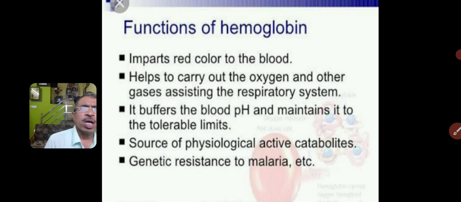Hemoglobin imparts red color to the blood. It helps to carry oxygen and other gases, assisting the respiratory system. It buffers the blood pH and maintains it within tolerable limits. Sources of physiologically active catabolites. The hemoglobin gene also gives resistance to malaria.